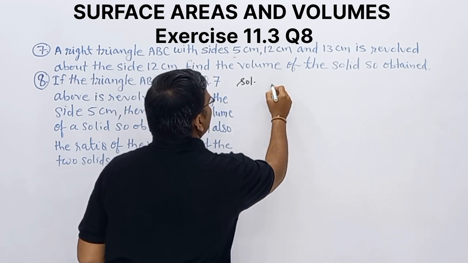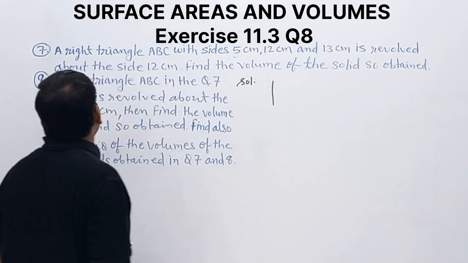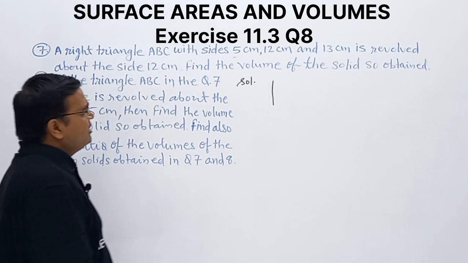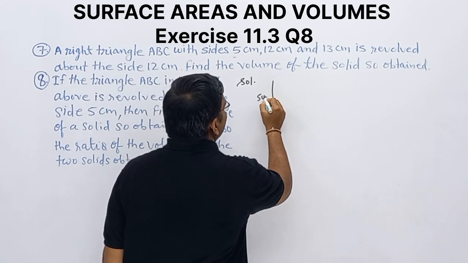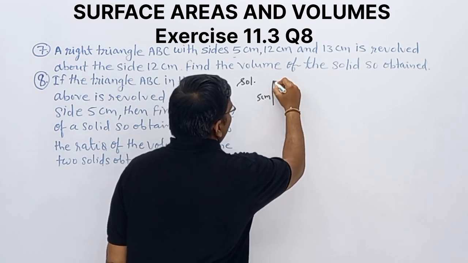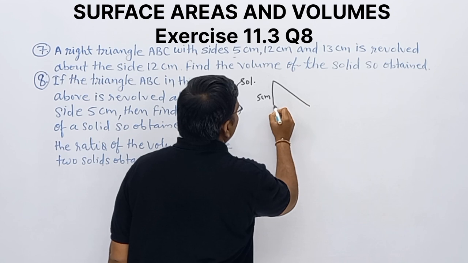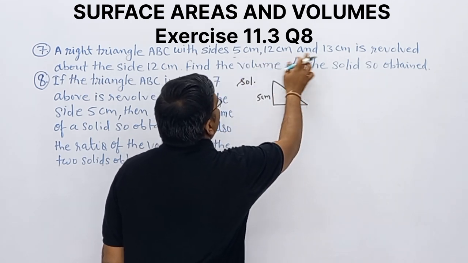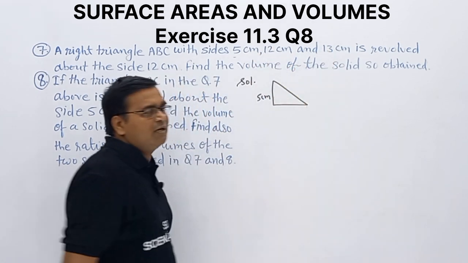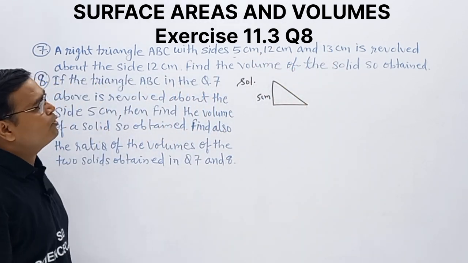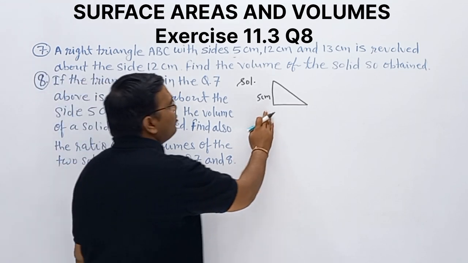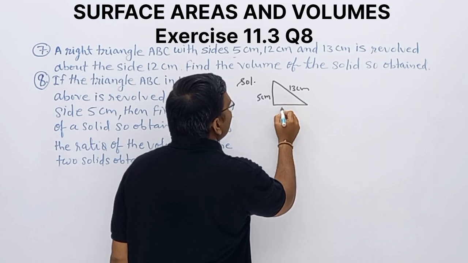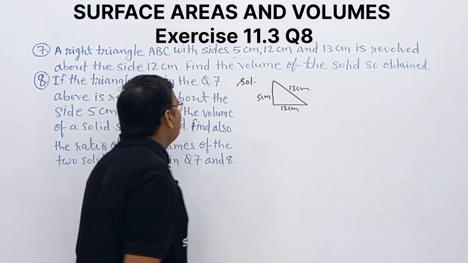This right triangle is revolved about the side 5 centimeter. It means this side will be 5 centimeter. Clear? And the biggest side will be the hypotenuse. Among 5 centimeter, 12 centimeter and 13 centimeter, the biggest one is 13 centimeter, so 13 centimeter will be the hypotenuse of the right triangle. The remaining side will be 12 centimeter.